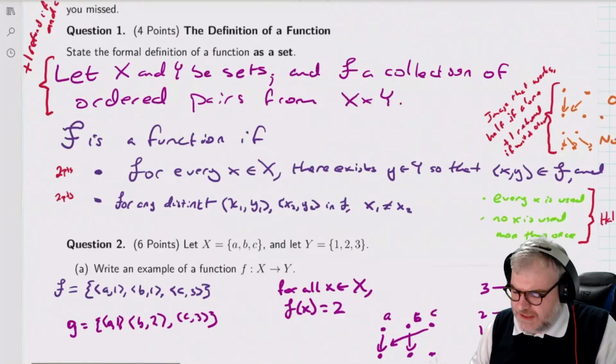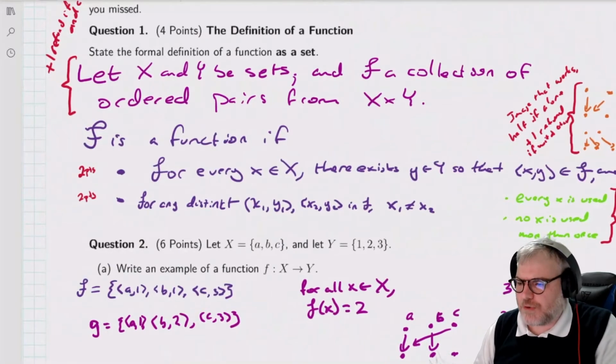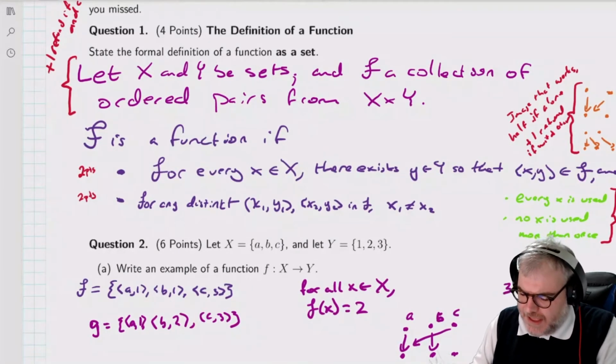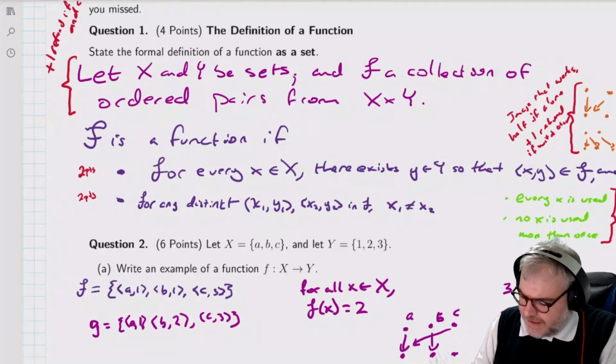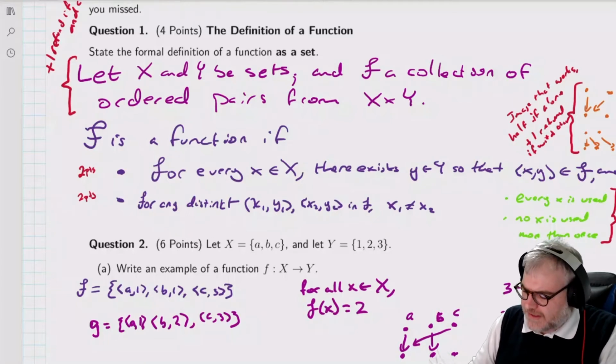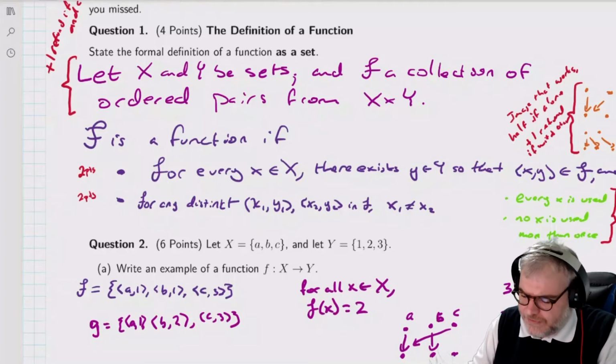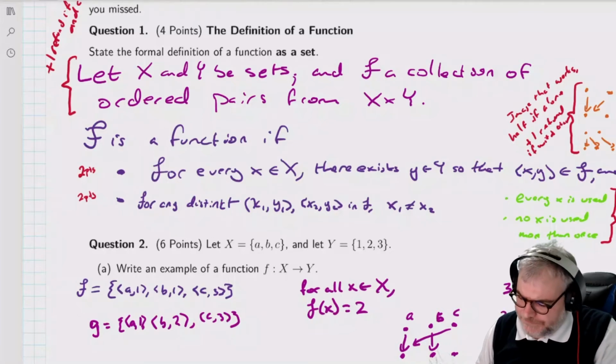The answer is the answer that I gave, not in the book, in my notes. f is a function if for every x there is a y so that (x, y) is in f. The intuitive answer for that is every x gets used. For any distinct points (x1, y1), (x2, y2) in f, x1 does not equal x2. That means that no x is used more than once. And there are a couple other ways to say that formally.